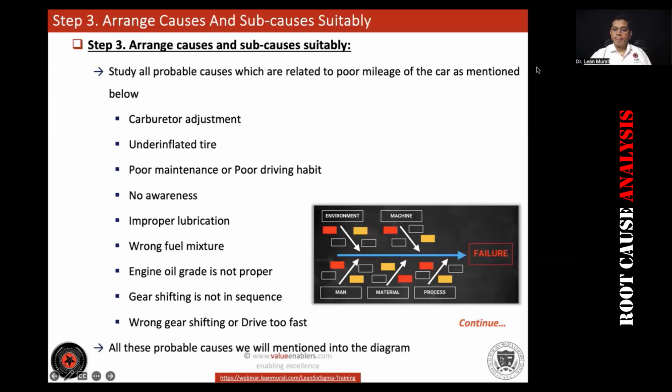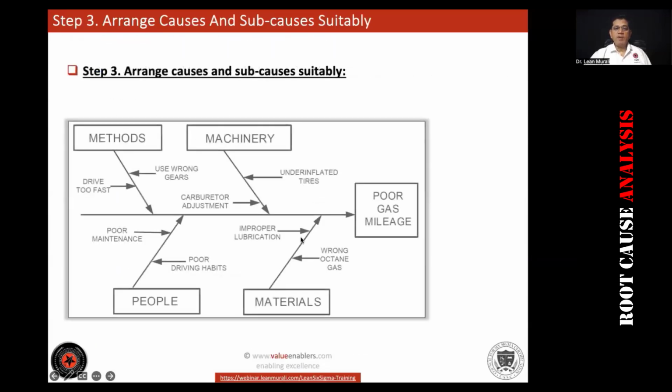Okay, so we have brainstormed and listed all the causes. Now we will organize those causes. Under methods: drive too fast, wrong gears. Under machinery: carburetor adjustment, under-inflated tires. Under materials: improper lubrication, wrong octane gas. And under people: poor driving habits and poor maintenance.